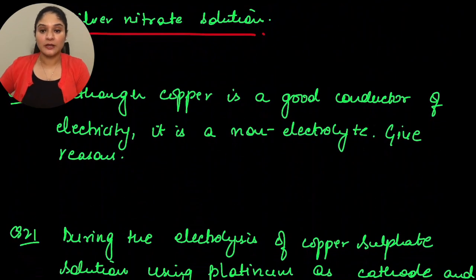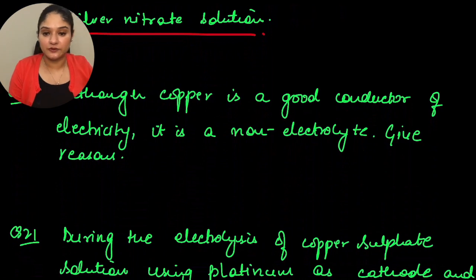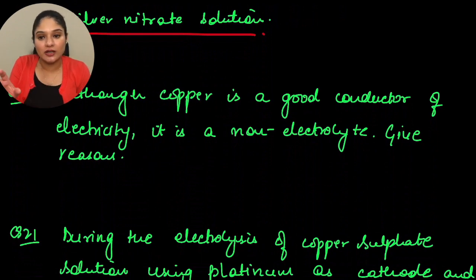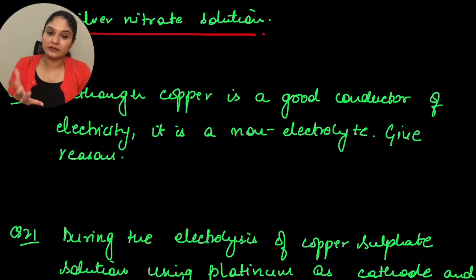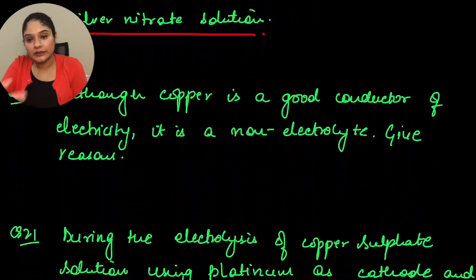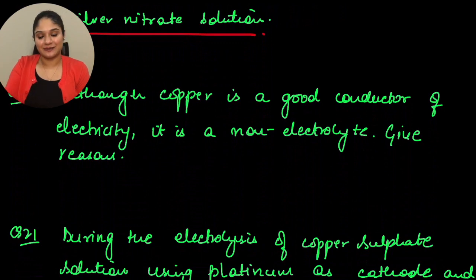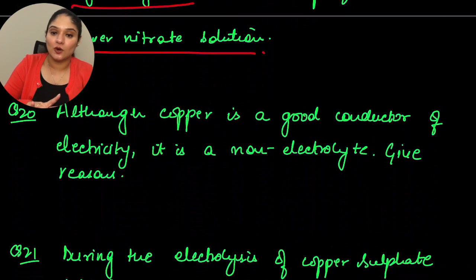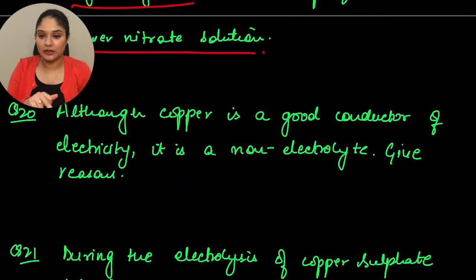Let's move to the next one. Although copper is a good conductor of electricity, it is a non-electrolyte. Give reason. The reason is that solid copper metal does not contain free ions. Any material that does not contain free ions is a non-electrolyte, because when you talk about a solid material, for transmission of electricity you need electrons. But when you talk about an electrolyte, for transmission of electricity, what do we need? We need ions. So we have absence of ions in copper, therefore it's a non-electrolyte.